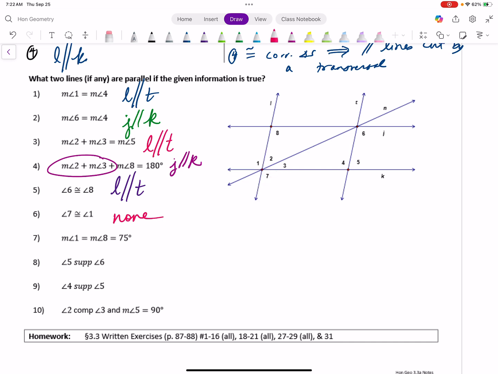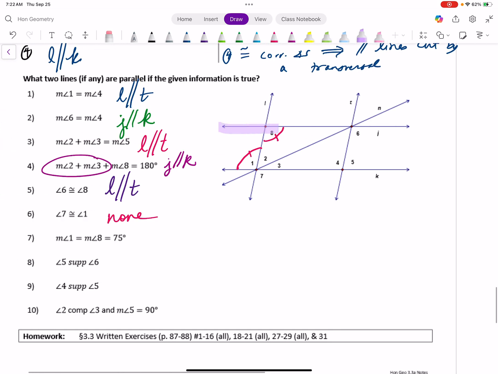Okay, angle 1, angle 8, all 75 degrees. So angle 1 and angle 8 are the same size. They're both 75 degrees. Those are created by these two lines and this transversal. Those are alternate interiors that are congruent. That makes lines J and K parallel. Okay.